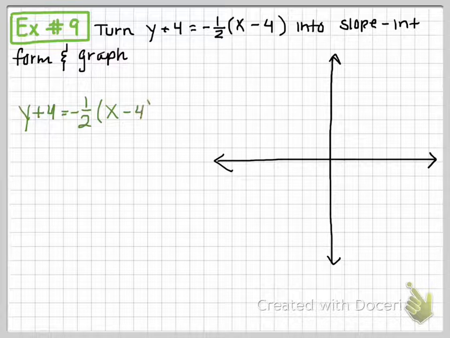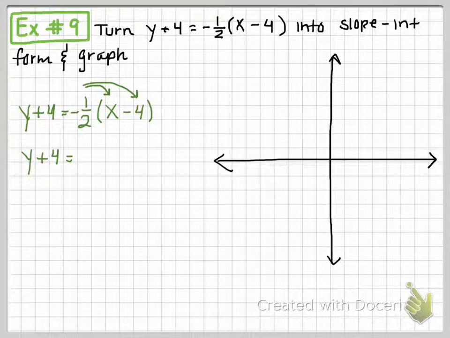To turn this into y equals mx plus b, which is our slope-intercept form, we want to start by getting the y by itself. We also see that there's that negative 1/2 in front of the parentheses, and that guy you want to distribute before doing anything else. So I'm going to keep what's on the left-hand side, y plus 4, and when I distribute that negative 1/2, it becomes a negative 1/2 x, and negative 1/2 times a negative 4 gives me a positive 2.